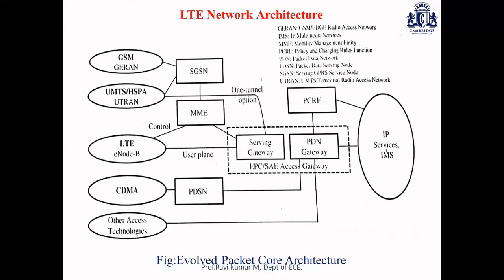The packet data network gateway provides functions such as user IP address allocation, policy enforcement, packet filtering, and charging support. When I say policy enforcement, it includes operator-defined rules for resource allocation to control the data rate and the quality of service that is provided.